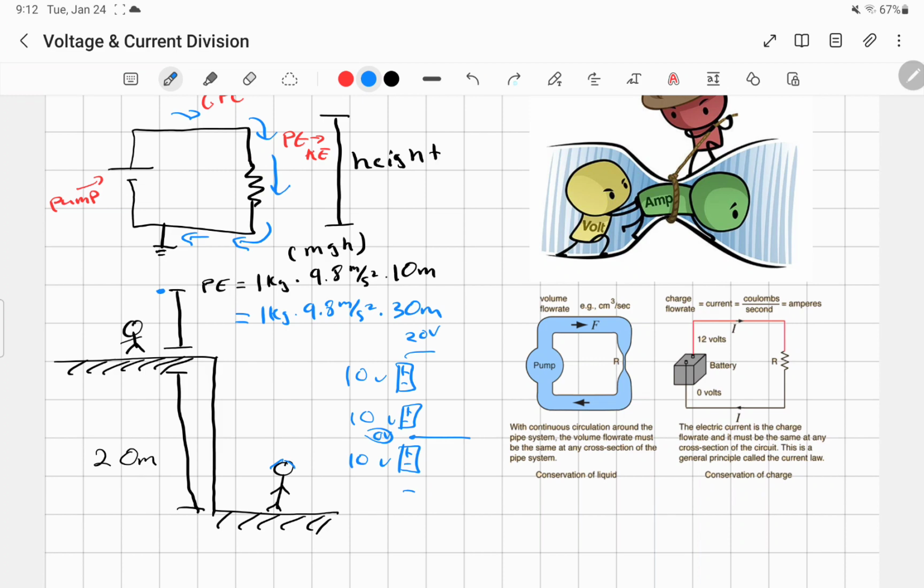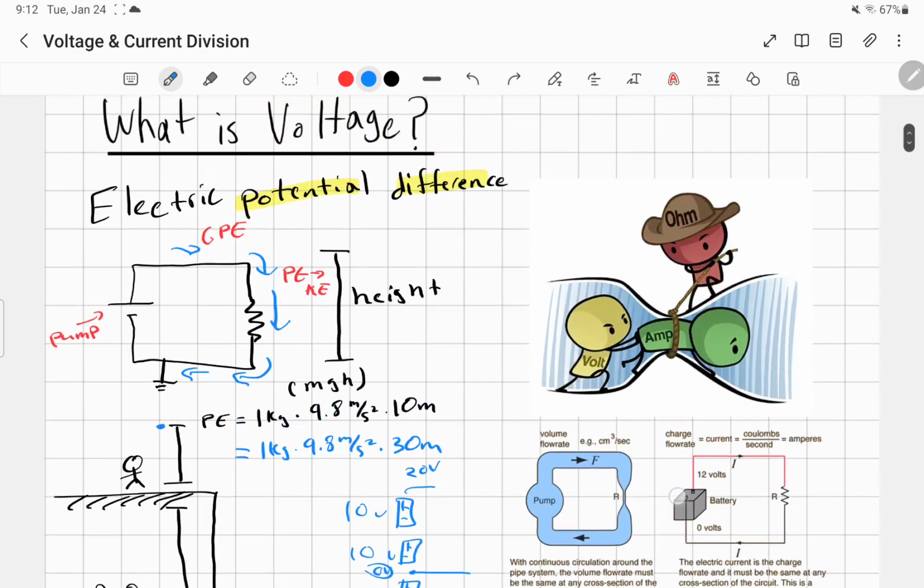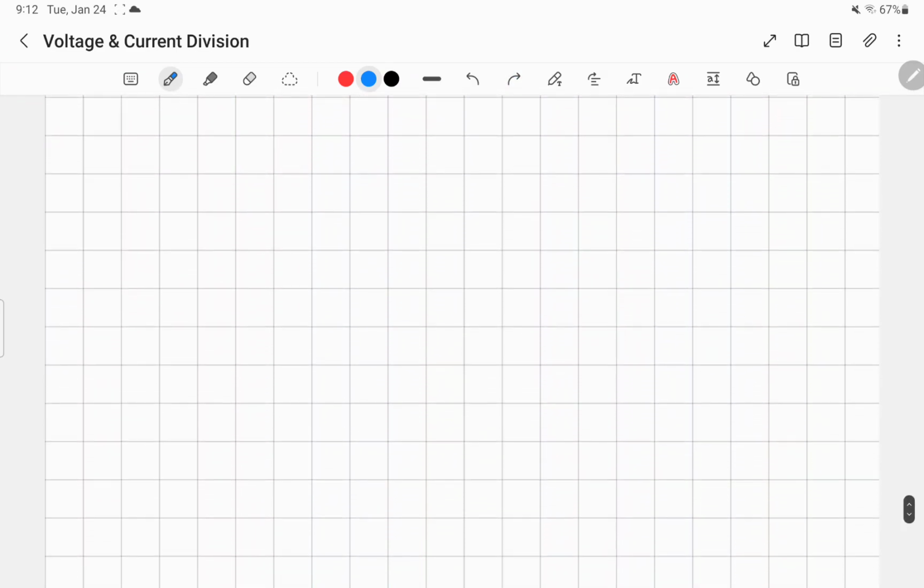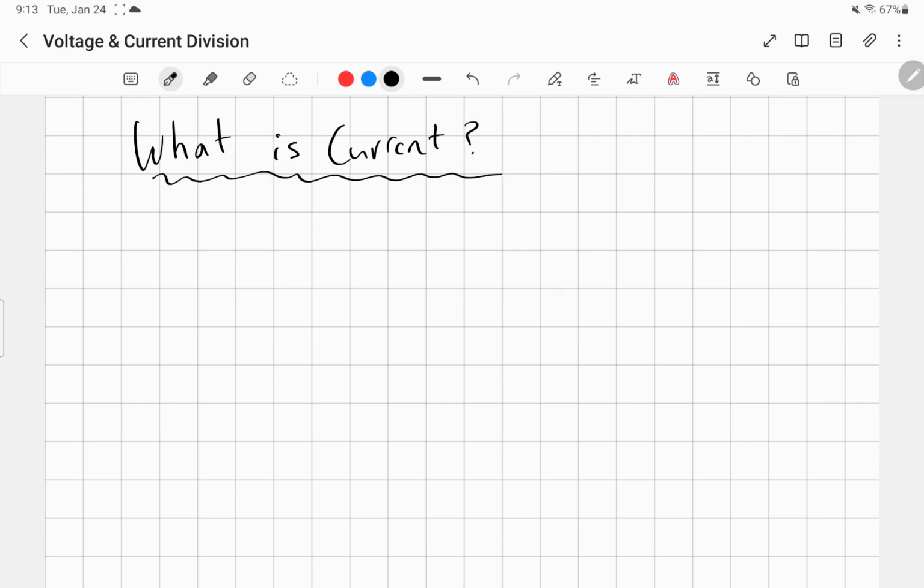Actually, let's not erase that. Now, let's try to understand, what about current? What is current? You're going to learn an electromagnetic version of Ohm's law in EM next year, which is really cool. Current was a bit of a mystery to me until I took that course.